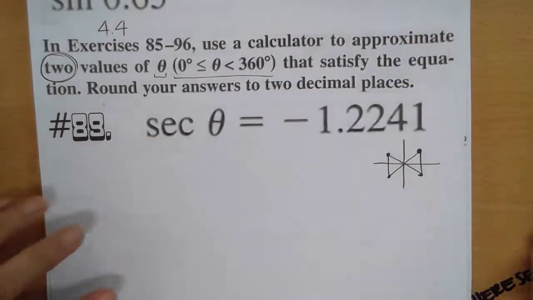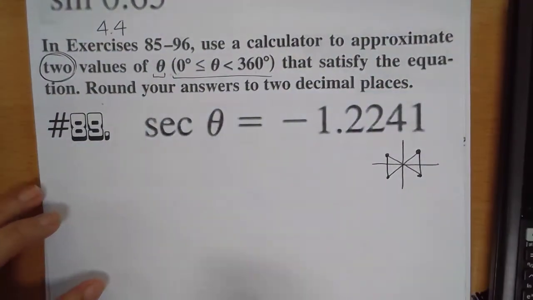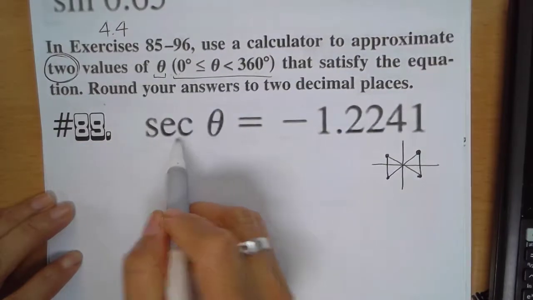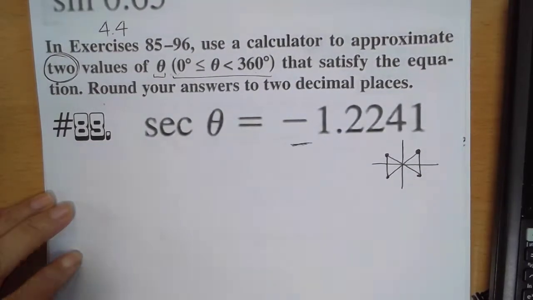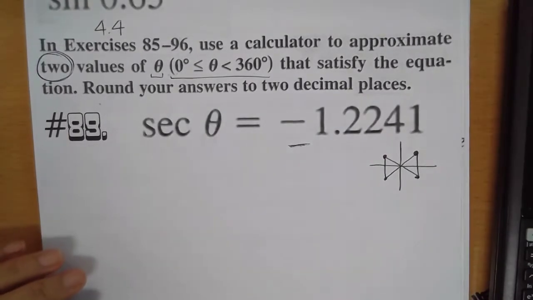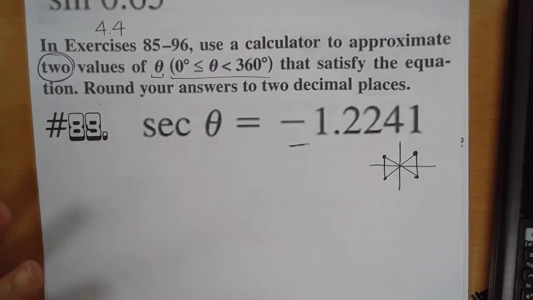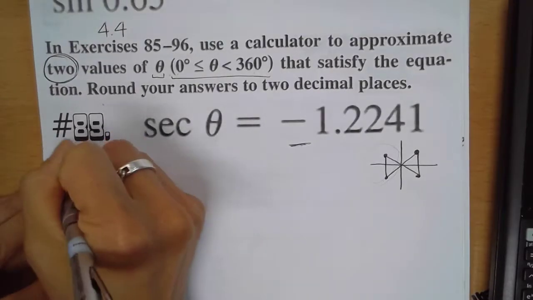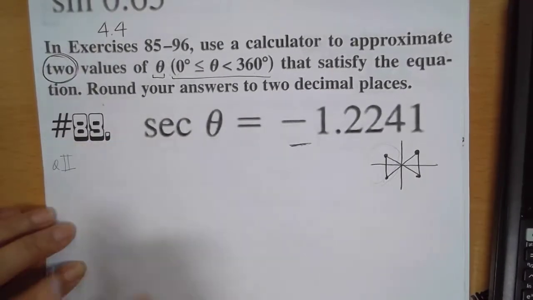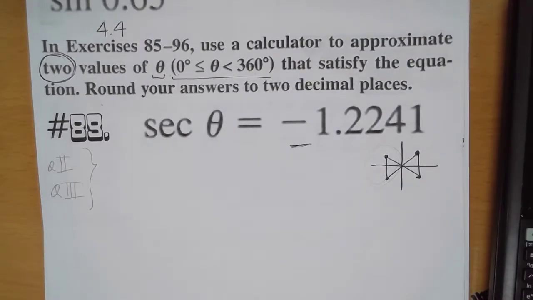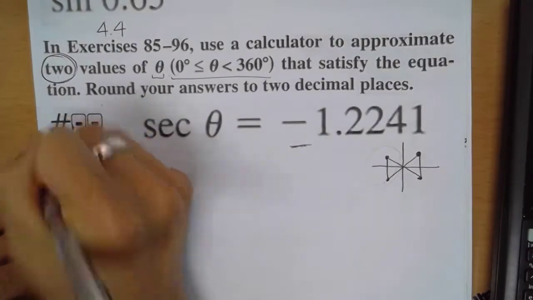Secant theta. Before we start punching things into the calculator, we're going to see in which two quadrants secant theta is a negative value. Don't think in terms of secant, think in terms of cosine. Where is cosine negative? Cosine is negative here and here because it's going to the left. So we're looking for values in quadrant 2 and quadrant 3. Know the kind of values you should expect. That's the first thing you have to do.